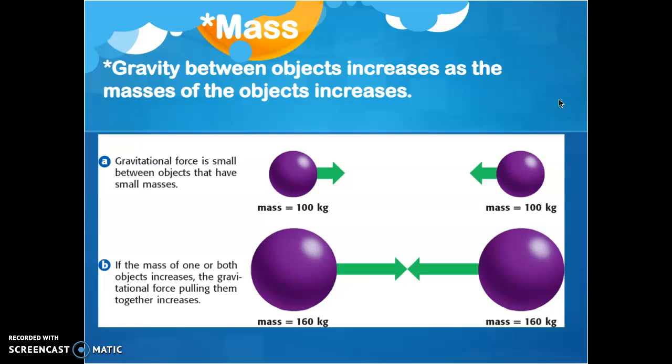So mass, we don't need to write this one down. We talked about this yesterday. Gravity between objects increases as the masses of the objects increases. So that's a lot of jargon in that sentence. Let's talk a little bit more about that. When you have larger objects, they exert more gravitational force. So the Earth has much more gravitational force than my water bottle or my phone. That's because the Earth has a lot more mass than either of those things. So its gravity is greater.